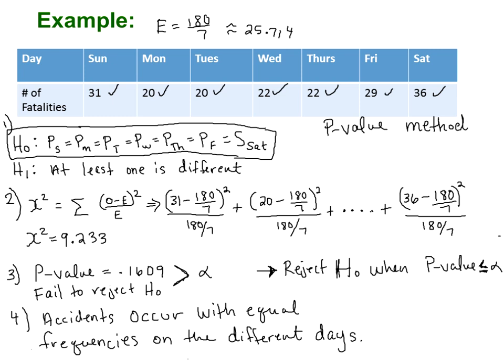All right, and so that is what a hypothesis testing question is going to look like. Now, we are testing the claim to see if we have equal frequencies or if our probabilities are the same. That is the statement that goes in the null hypothesis. So either we have equal frequencies or we don't. In this case, there's not enough evidence to say that we do not have equal frequencies, so we still assume that accidents occur with equal frequencies on the different days.